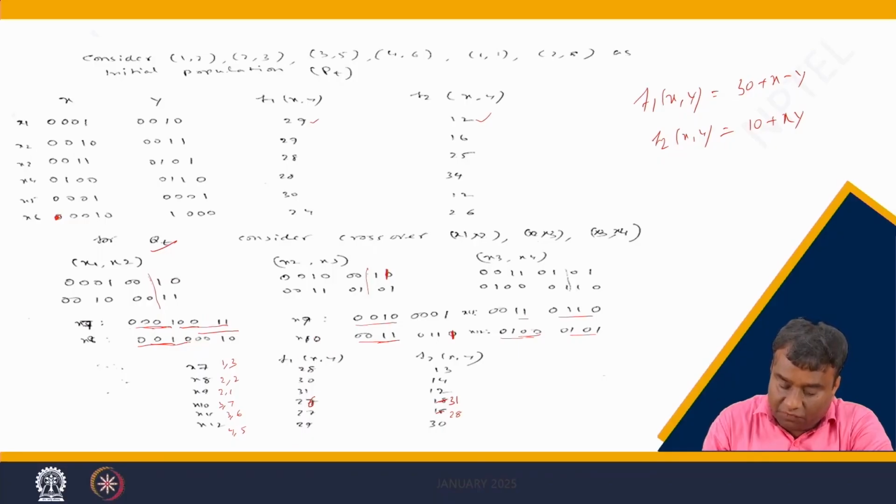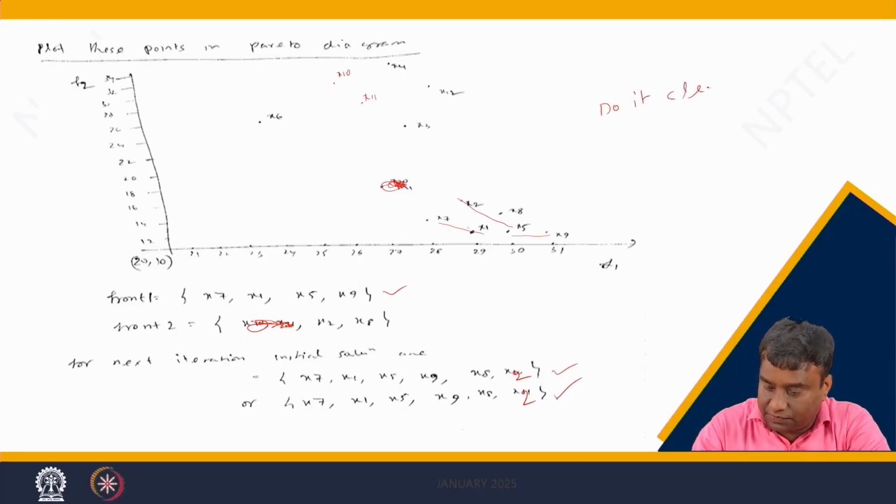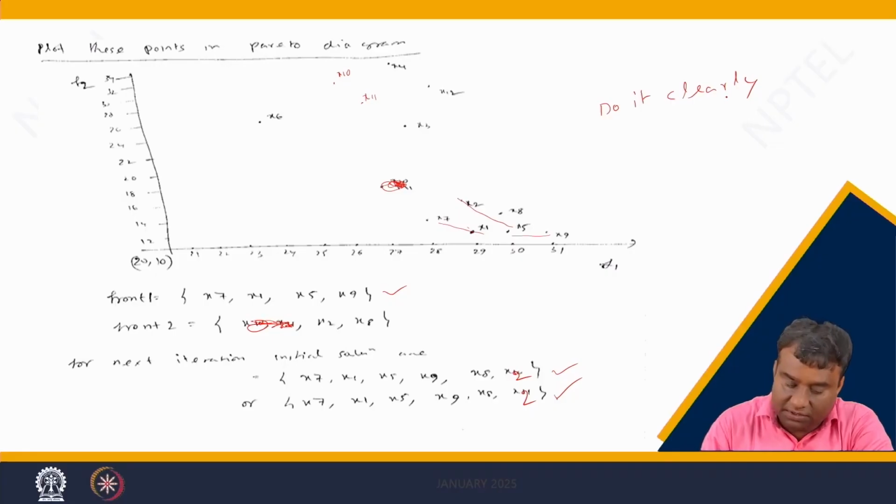Again we calculate the values of f1 and f2. Now we need to plot all the values of f1 and f2. After plotting, do it clearly in a fair copy, and you will see that front 1 is x7, x1, x5, x9 and front 2 is x2, x8. So these are the solutions for the next iteration.